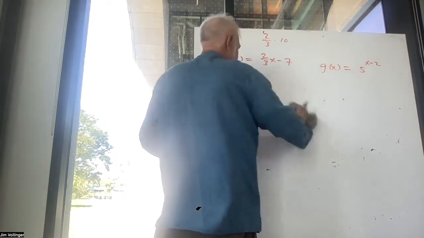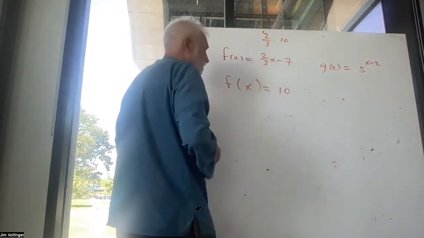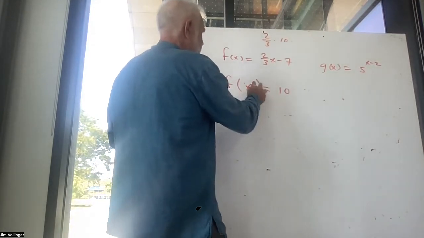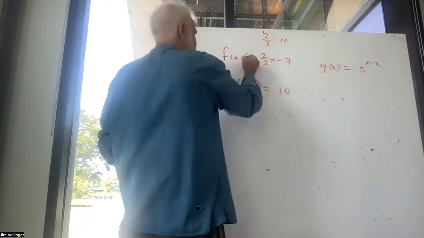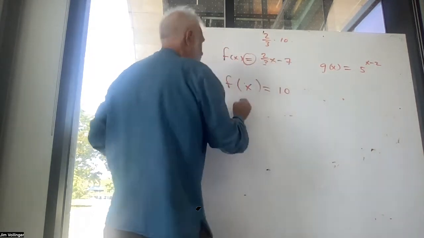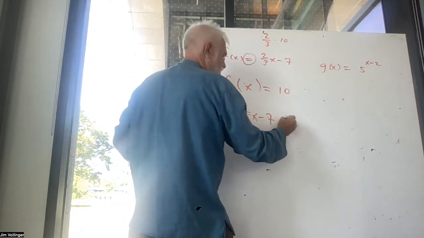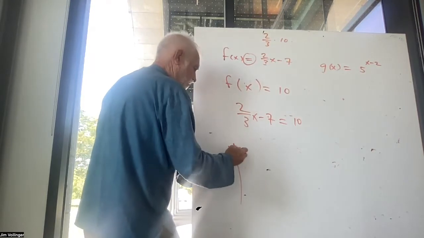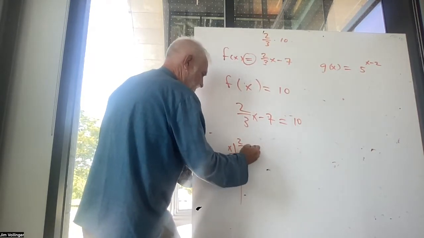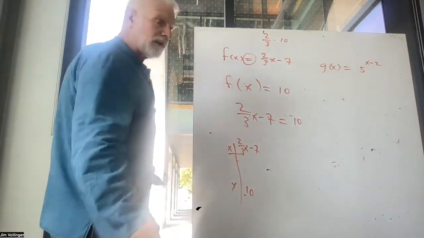How about we do f of x equals 10? That's a different question. But I know another name for f of x. Can you see another way we can write f of x? Oh, y. Yeah, this is the calculation f, and I want to know when it equals 10. So what you're basically doing is trying to find out 2/3 x minus 7 when the table value over here reads 10.